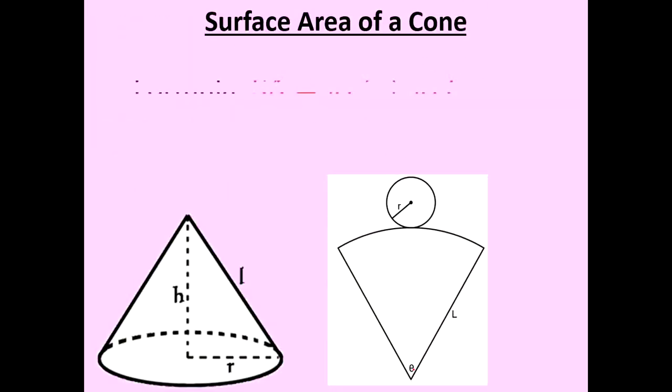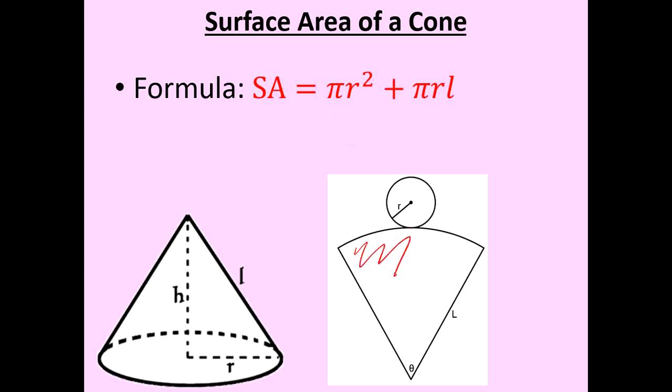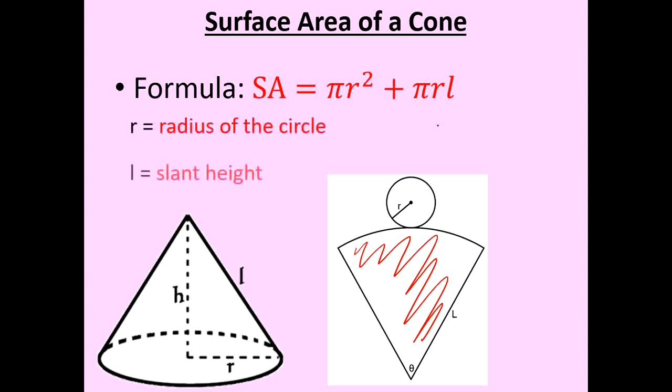Okay, so this first formula for surface area is going to be the area of the base plus the area of the lateral face. The area of the base is the area of a circle, so pi r squared, plus, like the wrapping paper of an ice cream cone that goes all the way around the cone, pi r L, where L is the slant height, and of course r is the radius of the circle. So make sure you get this formula written down.